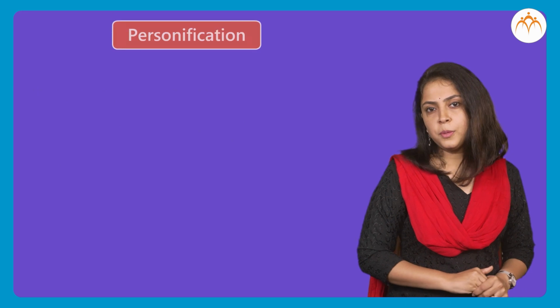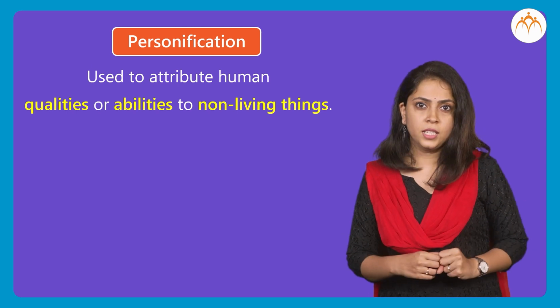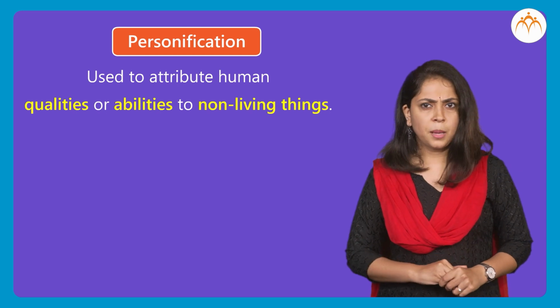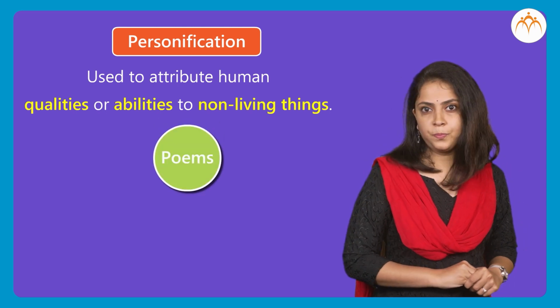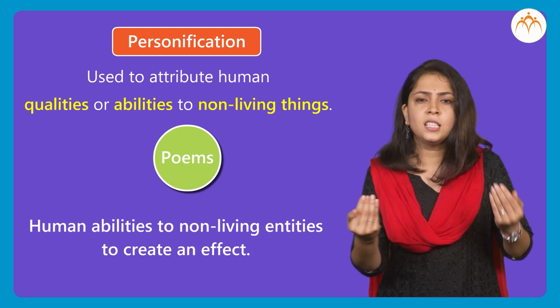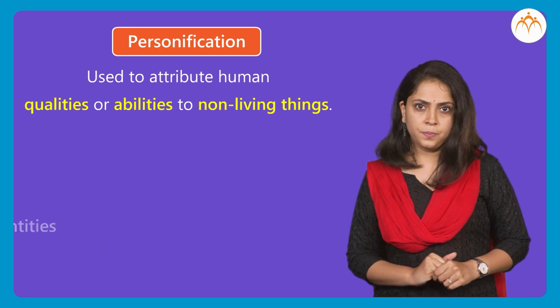Now the third figure of speech is personification. Personification is a figure of speech used to attribute human qualities or abilities to non-living things. We can find many examples of personification in poems. It is a common practice to give human abilities to non-living entities to create an effect. Now consider the following examples.